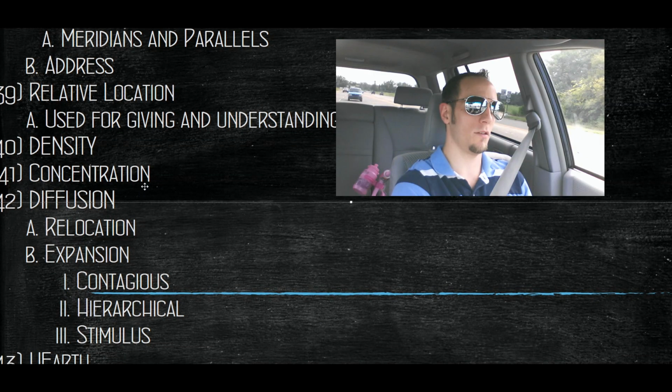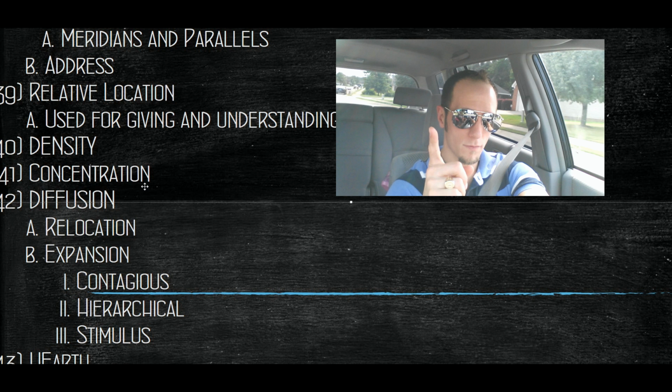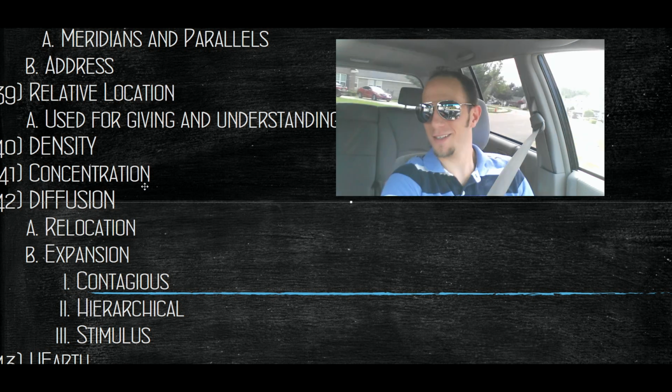Relative location, getting real close to the end here, is going to be used for giving and understanding directions. McDonald's is across the street from Walgreens, in the same shopping district as Bilo. So now I know where McDonald's is because you just told me where something bigger is in relation to McDonald's. And so now it's easy to find.